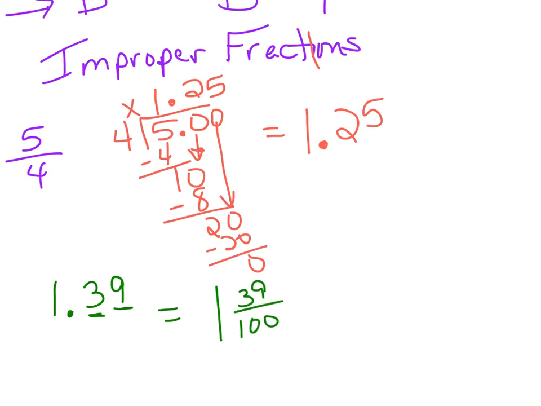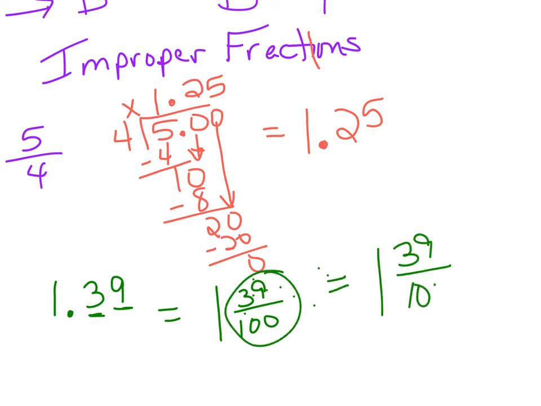So if you notice, can I simplify this any further? I know I can't divide it by 2. I know I can't divide it by 3. I could divide the 39 by 3, but not 100. I can't divide it by 5. I can't divide it by 7. So that means this is it. So my answer is 1 and 39 hundredths. So be careful with those tricks on your test. Be careful with those tricks on the START test because they'll try to do that to you.